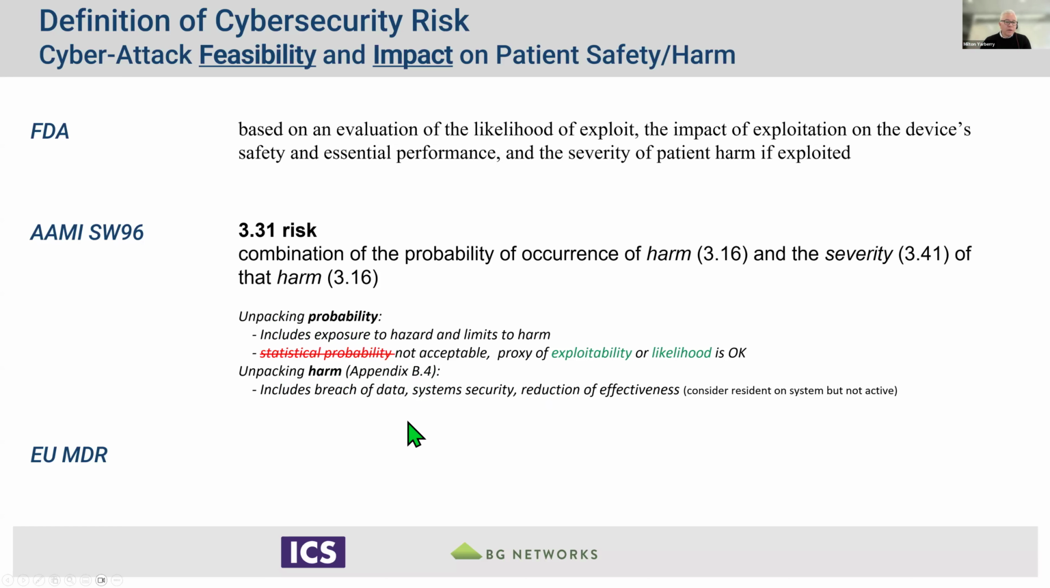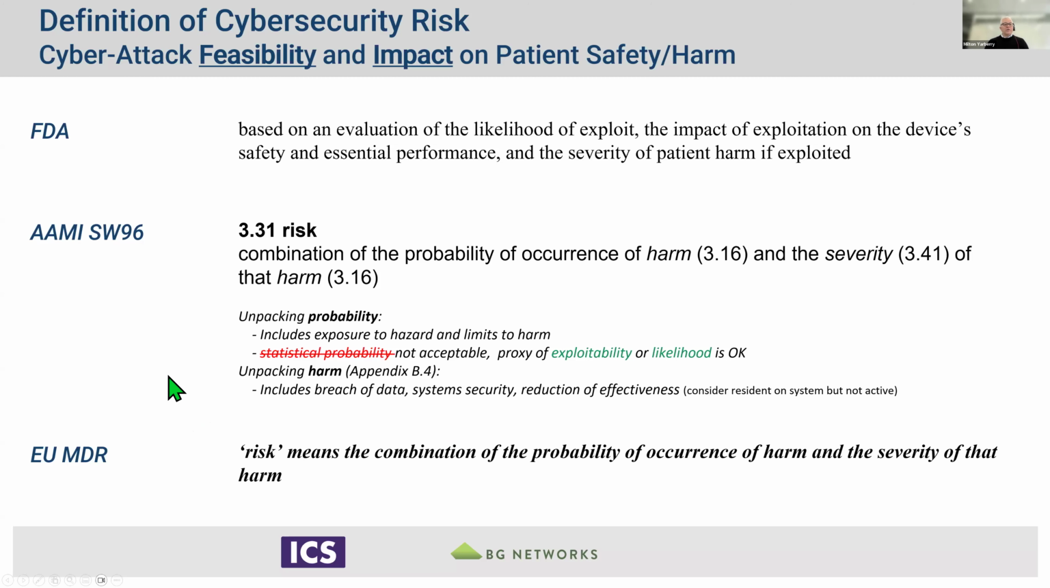Unpacking the term harm, it includes data breach, system security, and reduction of effectiveness. Maybe the example I think of here is that if your system has been penetrated by some sort of Trojan attack and there's some process running on it, it isn't doing any harm. It's just sitting there. Is that harm? I think by this definition it is. And lastly, the EU MDR has a really tight definition: risk to them means a combination of the probability of occurrence of harm and the severity of that harm. So it's a simplified view of it.